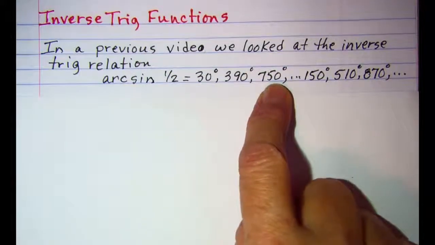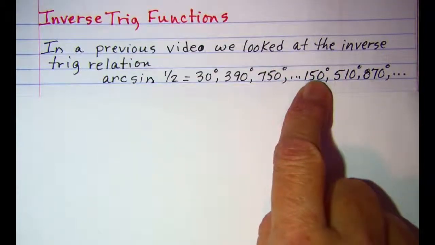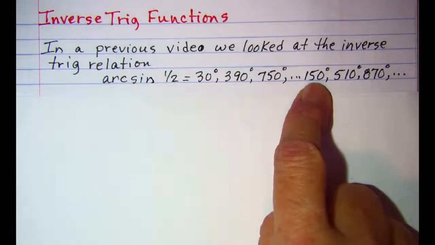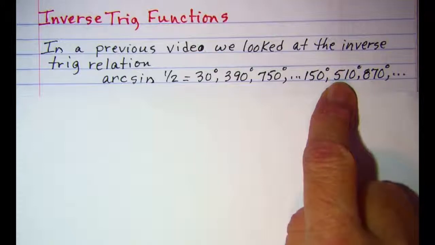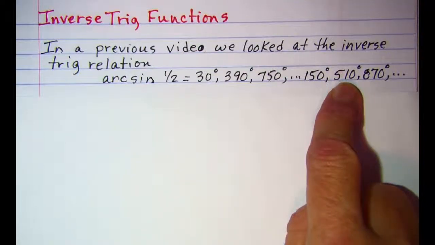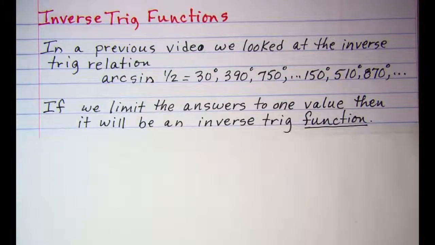And then we also know that the sine is equal to 1/2 when the angle is 150. So doing the same thing, add 360 degrees to 150, we get 510. And add 360 degrees to 510, we get 870. Now if we limit the answers to one value, then it'll be an inverse trig function rather than a relation.